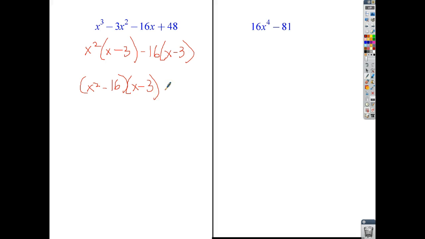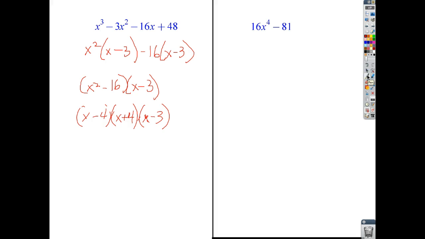I can't send this. I'm going to try to go back to the board. Let's try. Okay, let's see if it's going to work. So I've got x squared minus 16, so this is going to be x minus 4, x plus 4, all times x minus 3. That's great. It's not working at all. Might have to go back again.